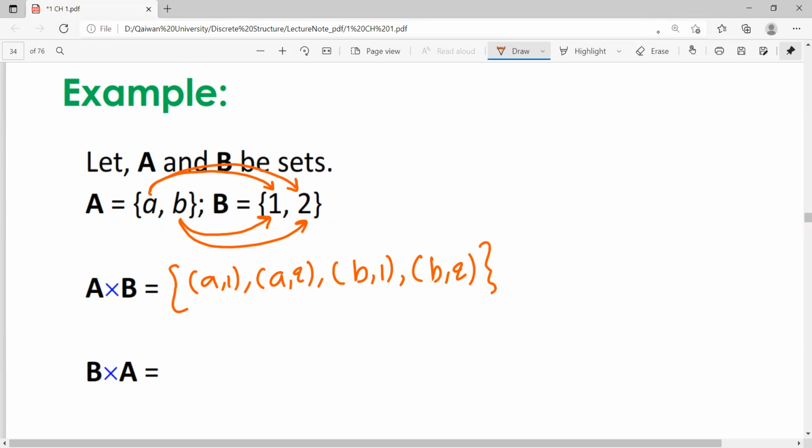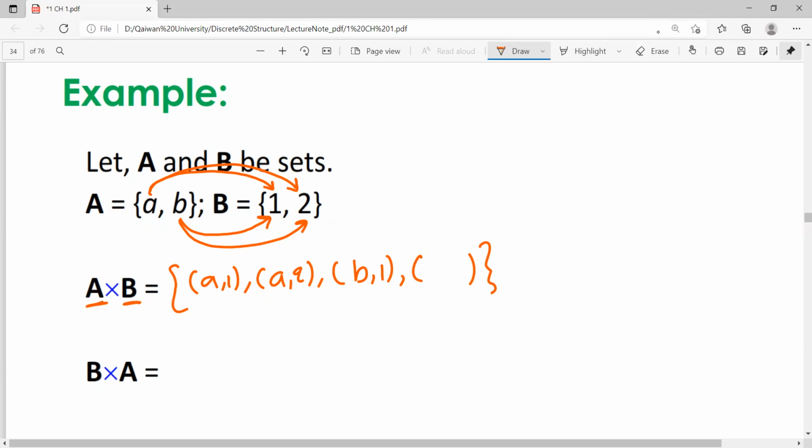This is the Cartesian product of A and B. We write down each pair that you get in the product. But if someone writes down (2,1) or (2,b), it's different. It's not correct. As you have A and B, we must write down the element of A first and the element of B second.